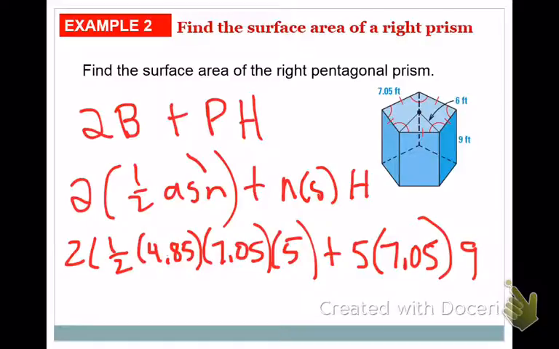Right, got it? Okay, so did you calculate it, Kennedy? What's the answer? 488.2 feet. And don't forget to square your units. 488.2 feet squared.